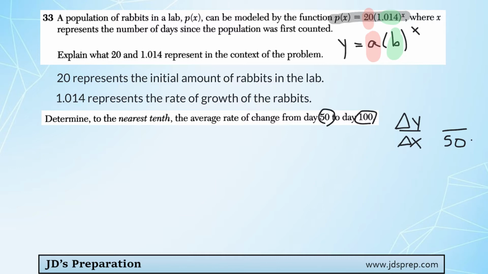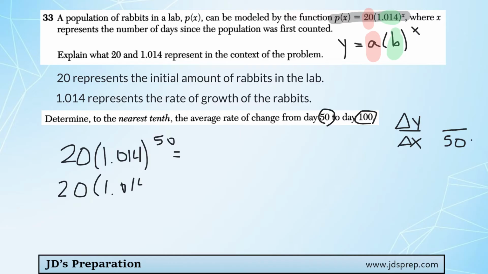And we can do that with our calculators just by using the equation we're given and replacing x with 50, and then doing it again, but replacing x with 100. If we're going to round, let's round to the nearest hundredth. You'd get 40.08 rabbits and 80.32. So to find the change in y, we would just subtract them.